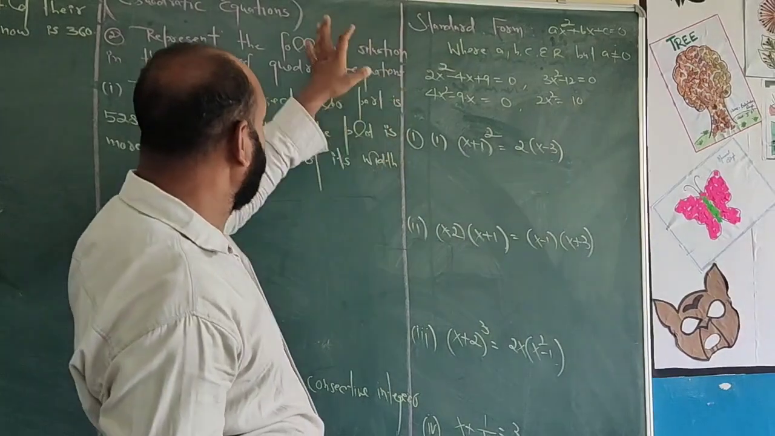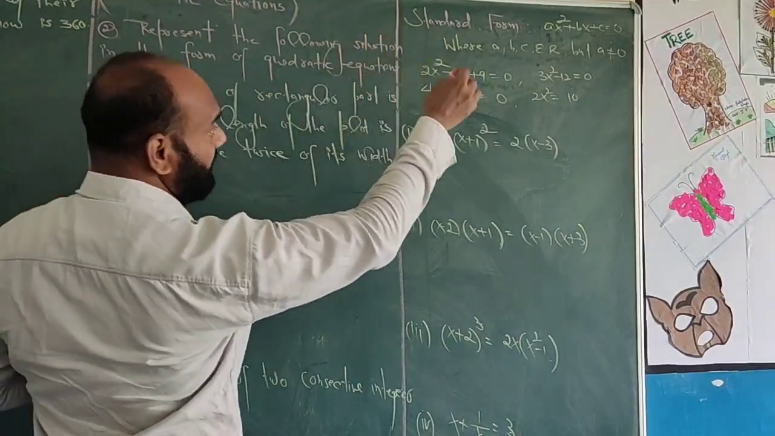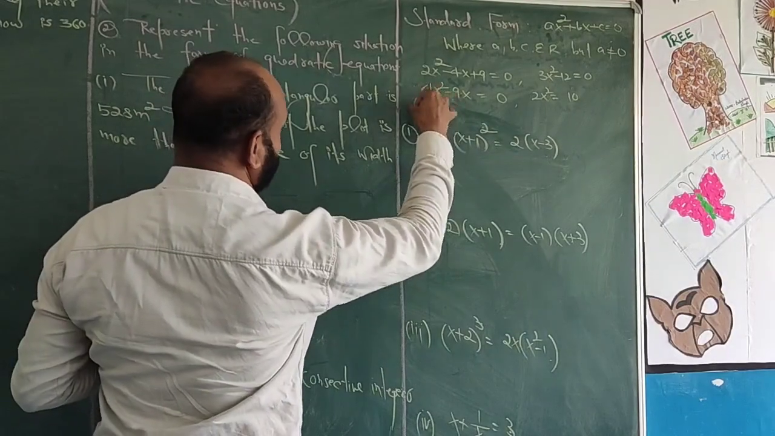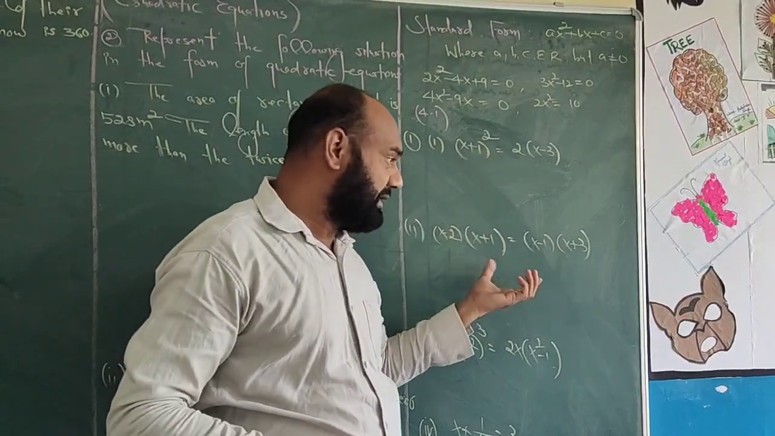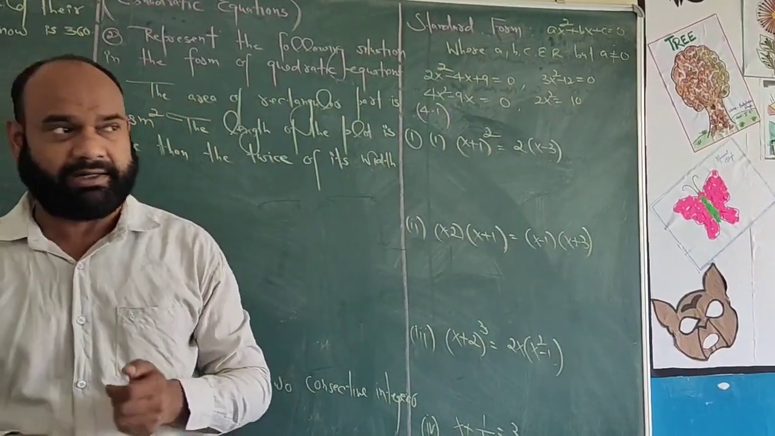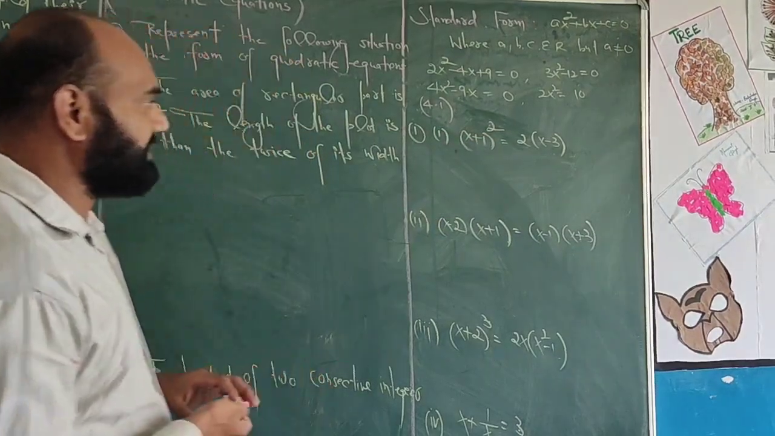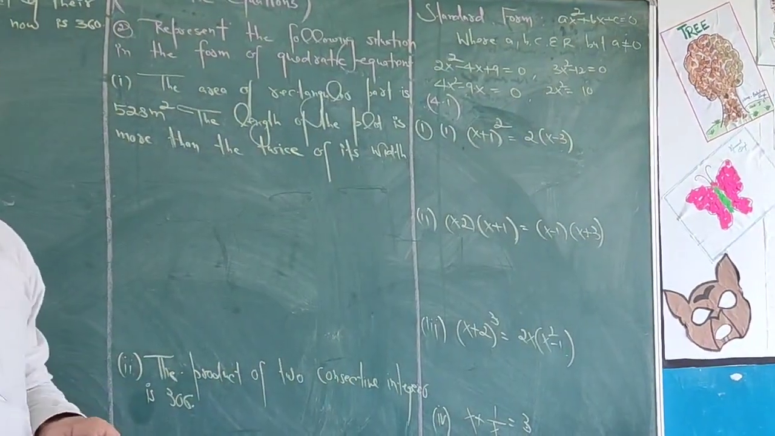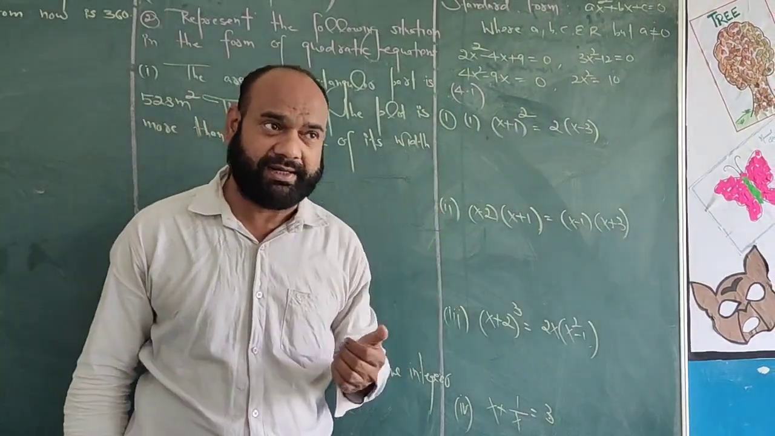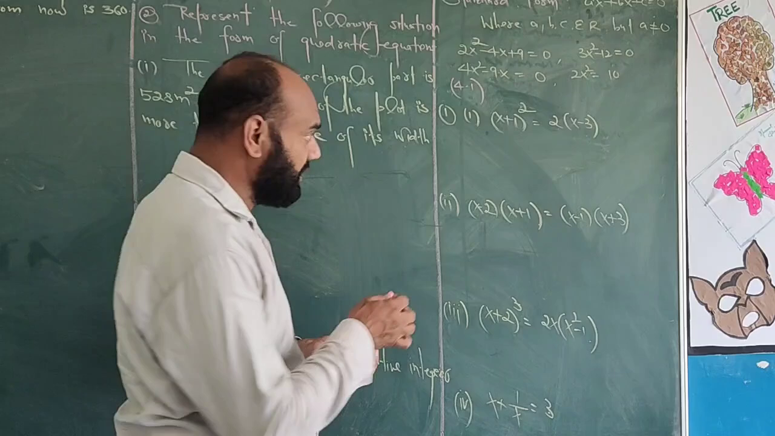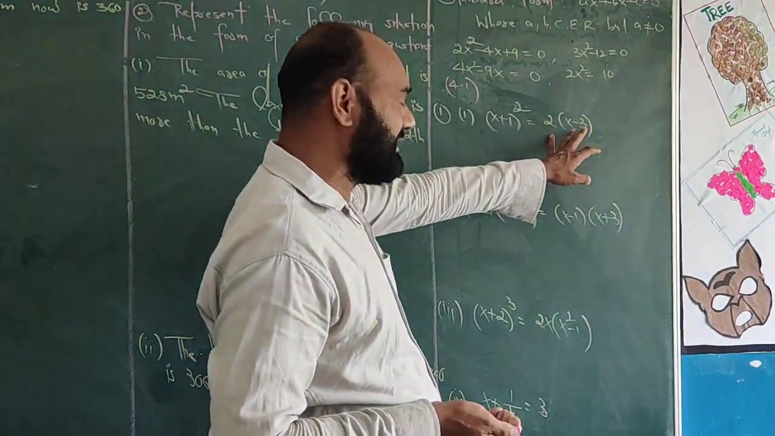Now there are some examples. This is exercise 4.1 of your chapter, and the first question asks which of the following equations are quadratic or not. Some equations are given and we are asked which are quadratic and which are not, and we know that equations are quadratic in which the highest power is 2. So the first question is (x plus 1) square is equal to 2 times (x minus 3).